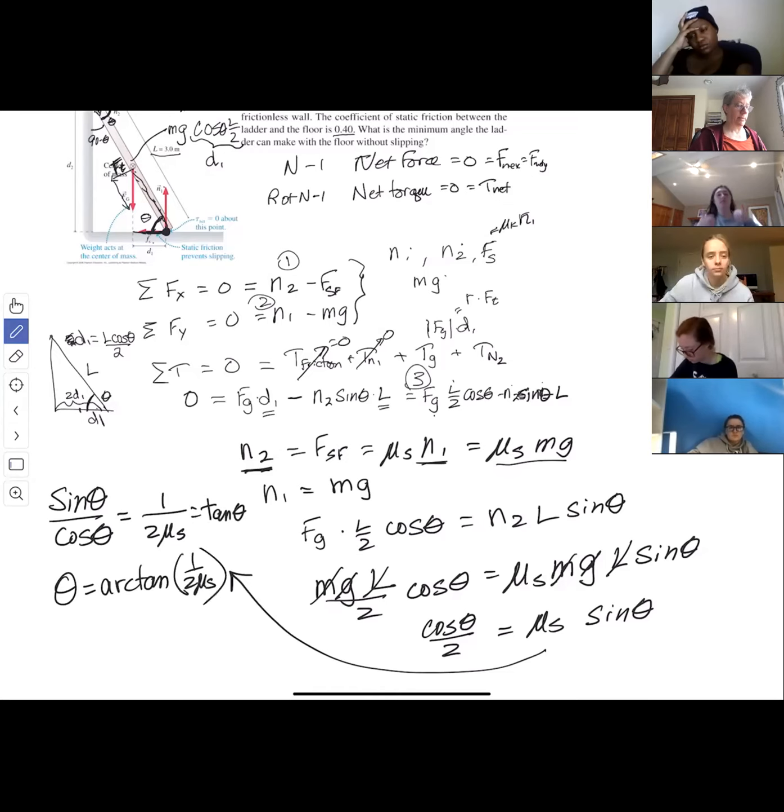Whatever else they were to ask you about this, we could probably find from there. We might need to know the actual mass to get the actual size of the normal force, but we didn't need that to solve just for the angle. If they told you the mass, now that you know the angle, you can find all of those normal forces as well as the static friction force. Does that answer make sense?